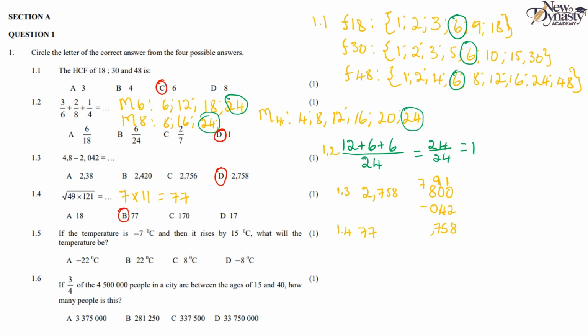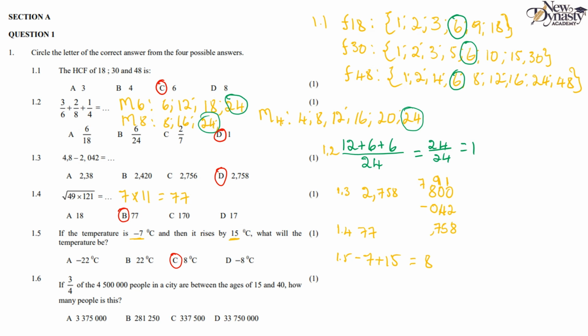Now moving on to question 1.5. It says if the temperature is at negative 7 degrees Celsius and then it rises by 15 degrees Celsius, what will the temperature be? So you start with negative 7. Rising means that you're adding something, because it's rising by 15. Negative 7 plus 15 gives us 8. So our answer is 8, which is option C there. And that's how you simply do that.